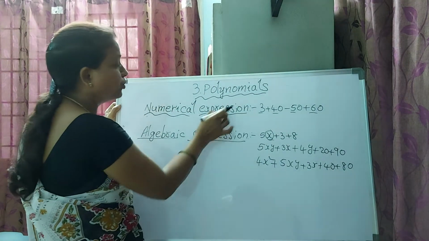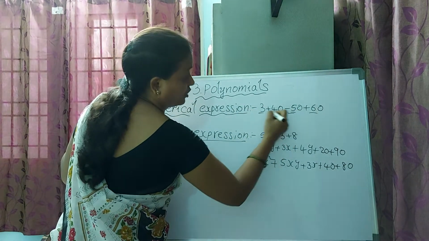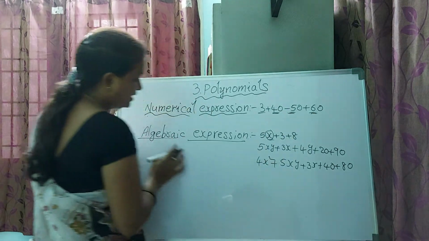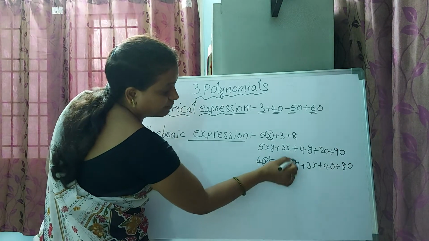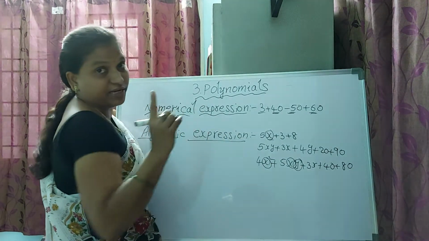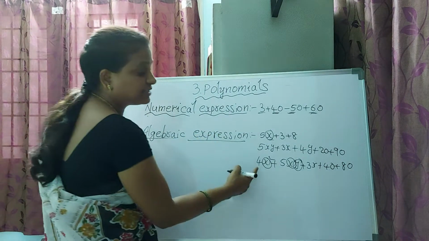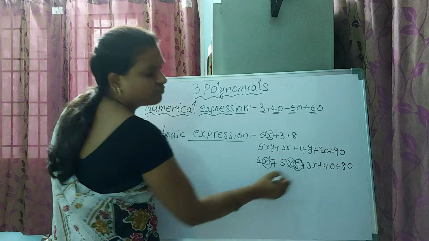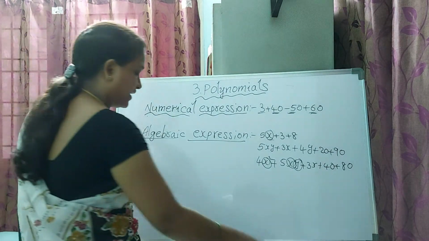See the difference between numerical expression and algebraic expression. Here only numbers we are having. But in the case of algebraic expression, we have variables, x variable, x and y variables. At least we should have one variable. If we see one variable, we can call it an algebraic expression. More than one also we can write. Okay, this is about algebraic expression.